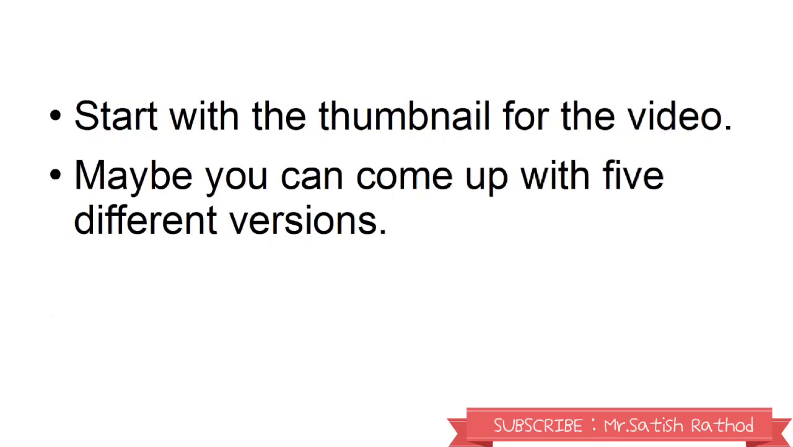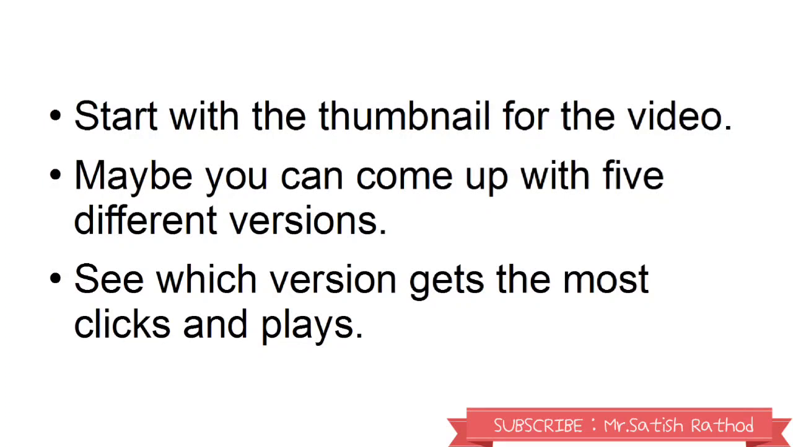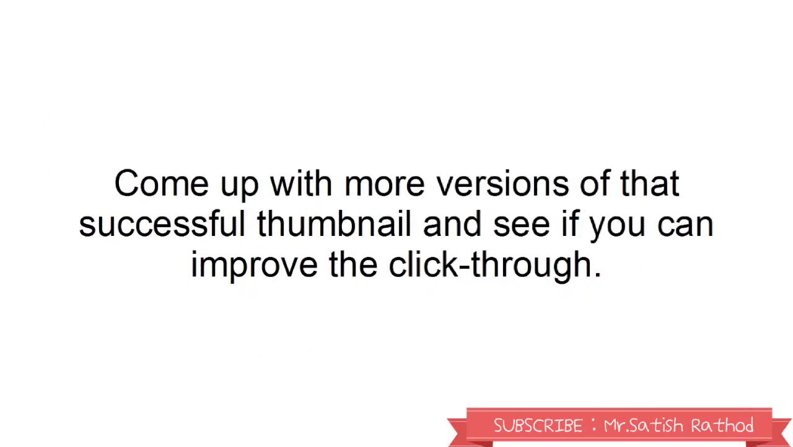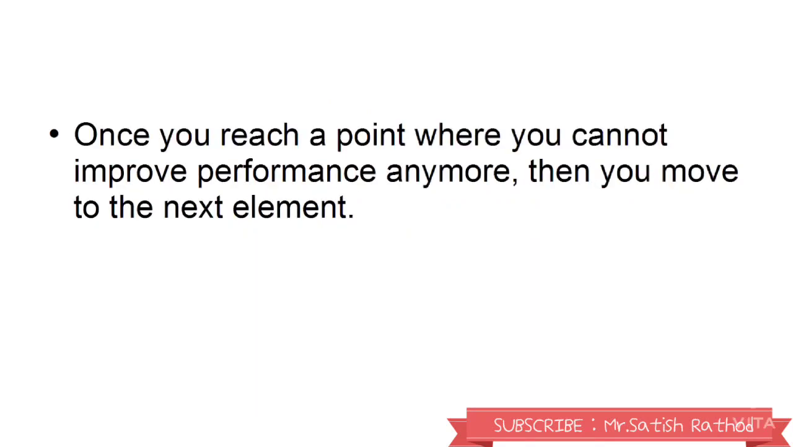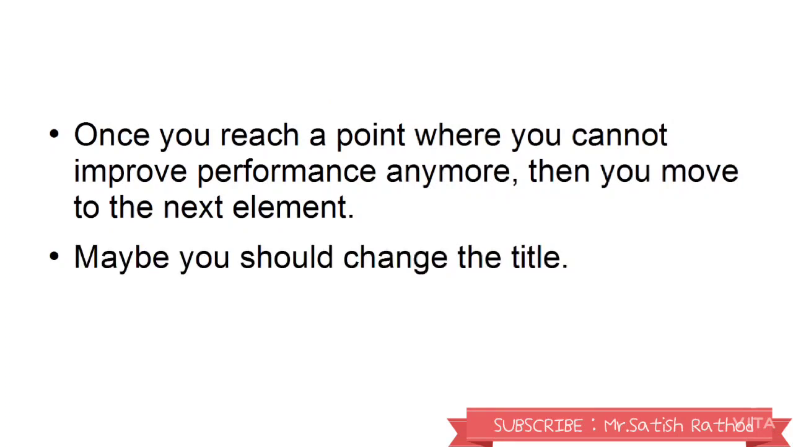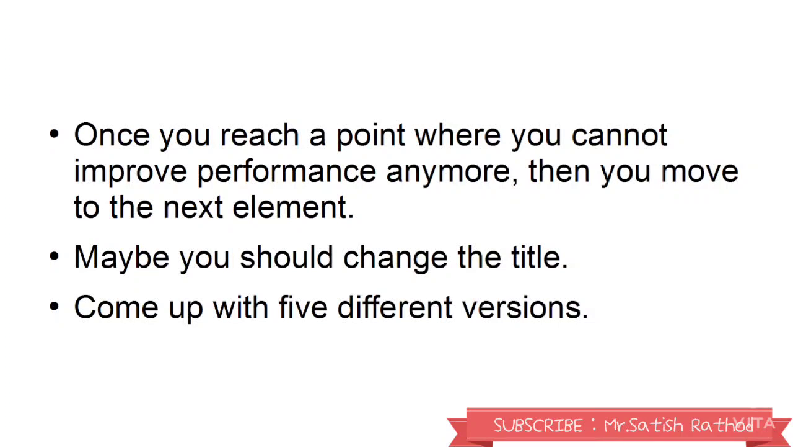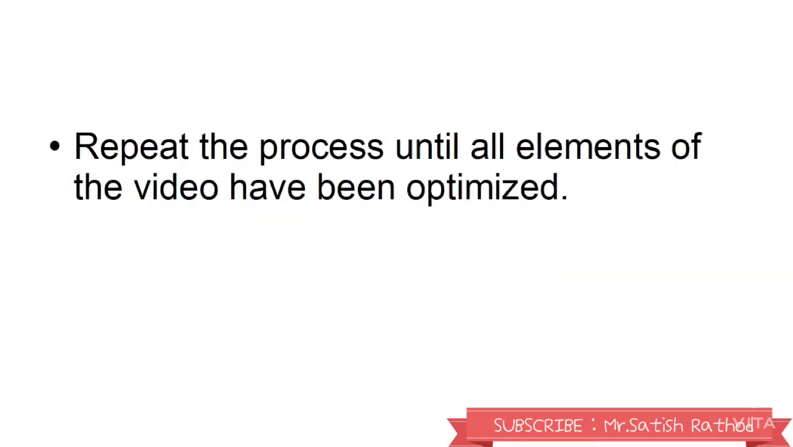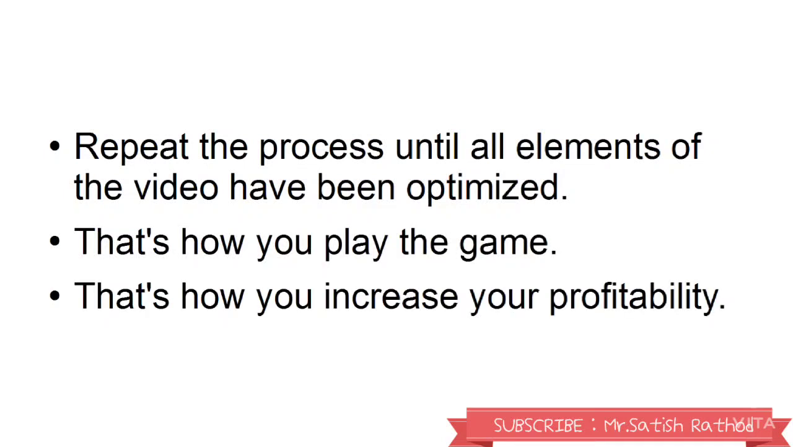Maybe you can come up with 5 different versions. See which version gets the most clicks and plays. Come up with more versions of that successful thumbnail and see if you can improve the click-through. Once you reach a point where you cannot improve performance anymore, then you move to the next element. Maybe you should change the title. Come up with 5 different versions. Repeat the process until all elements of the video have been optimized. That's how you play the game. That's how you increase your profitability.